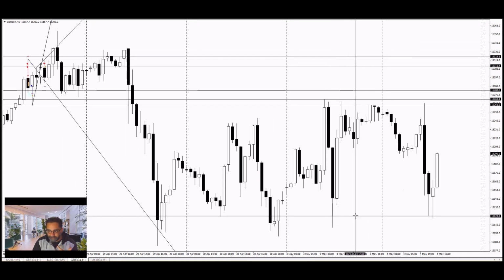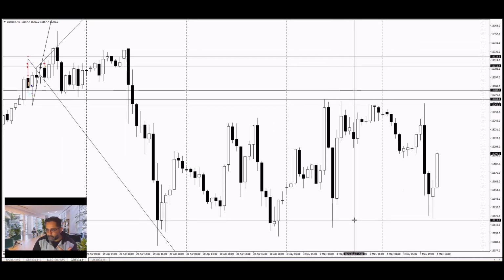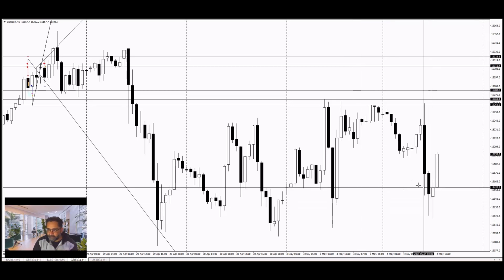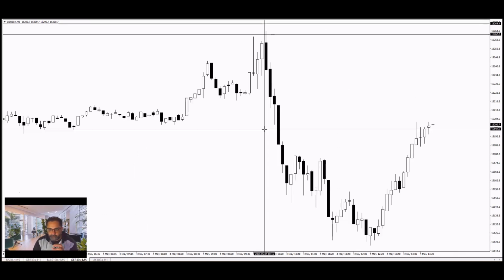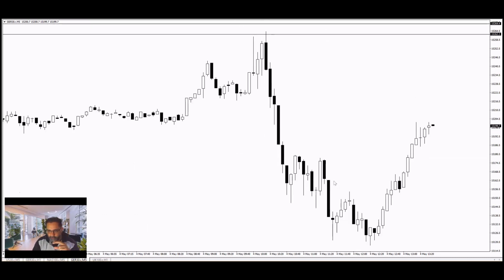We already had these levels in place. My main target was 15115, and just short of that it turned around. So to train our eyes, you can imagine the price in those trend lines. Draw these trend lines like so.